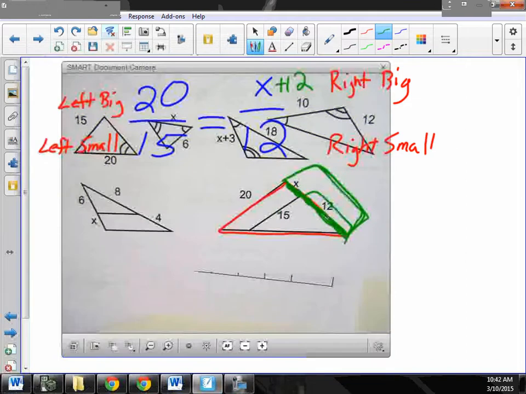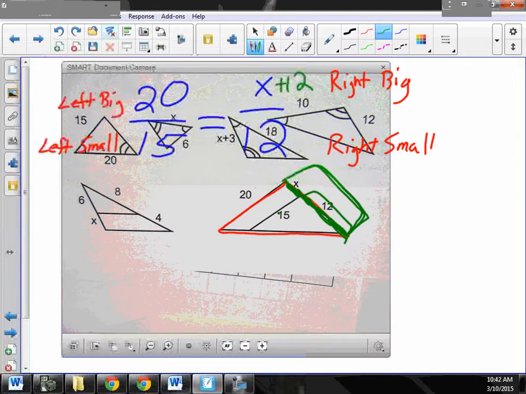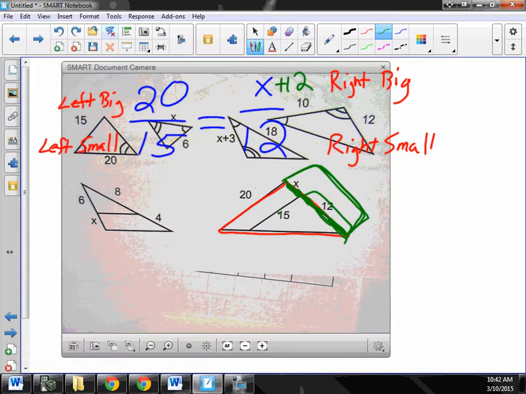Now, there will be one of these on the test, and this is the question in this chapter that people miss more than any other. Because on the problem before, 6 and x, 8 and 4, it matched up just fine. But on this problem, the 20 matches up with the whole length, which is x plus 12.